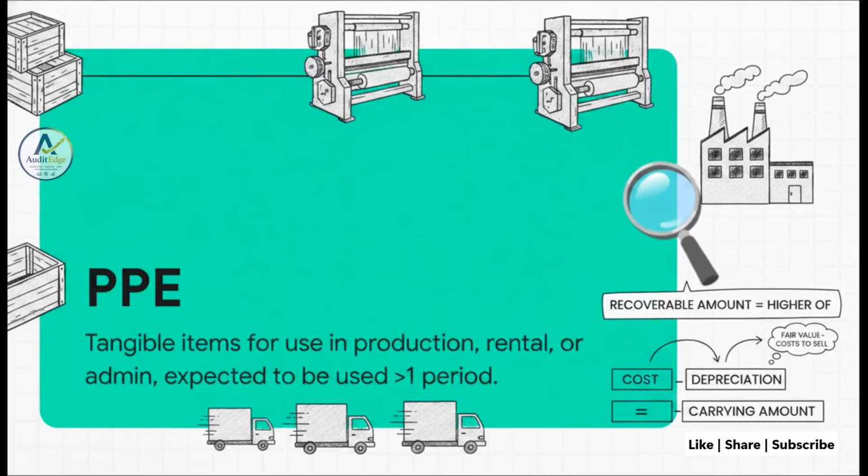Right, so what exactly is property, plant, and equipment? Well, the standard defines them as tangible items, things you can physically touch. They must be held for use in producing goods, supplying services, renting to others, or for administrative purposes. And crucially, they must be expected to be used for more than one accounting period. Think of a massive textile mill in Gujarat or a huge fleet of delivery trucks. Oh, and 2 other quick terms you must know. Carrying amount is simply the asset's cost minus any accumulated depreciation, and recoverable amount is the higher of an asset's fair value, less cost to sell, and its value in use. We are going to use these terms a lot, so keep them in mind.